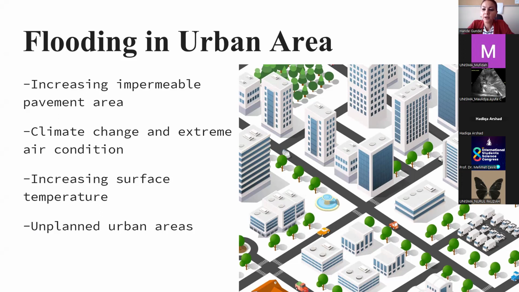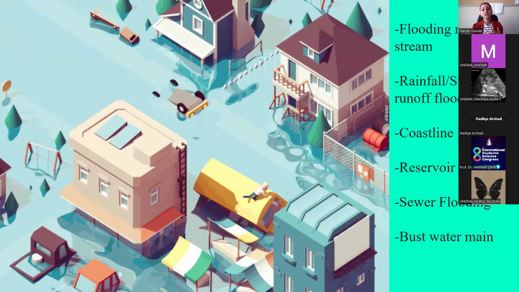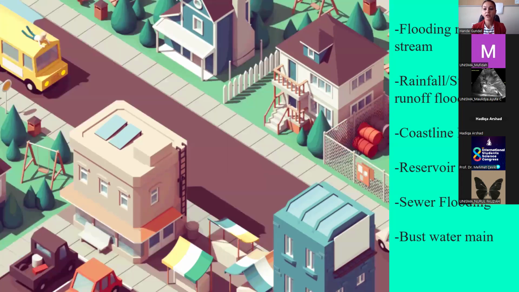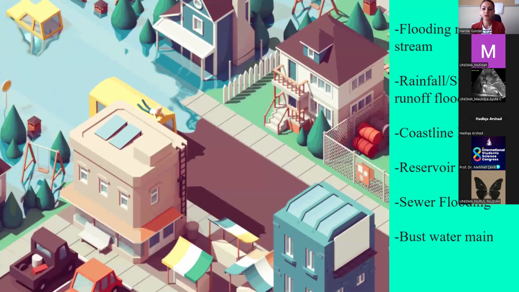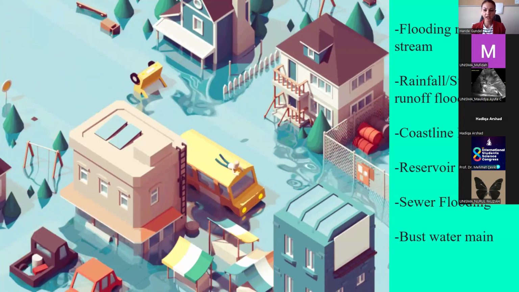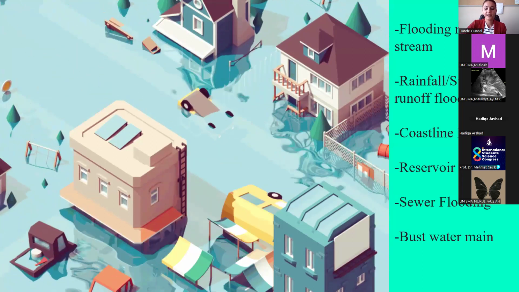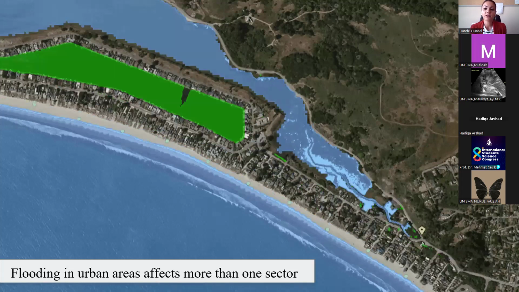Resilience thinking has become an important way for city planners and decision makers to manage flood risk. Urban floods are caused by natural events and anthropogenic activities. Flood risk, which occurs due to various causes, consists of 5 categories. These are fluvial flood, coastal flood, reservoir flood, severe flood, and backwater main. And flooding in urban areas affects more than one sector.